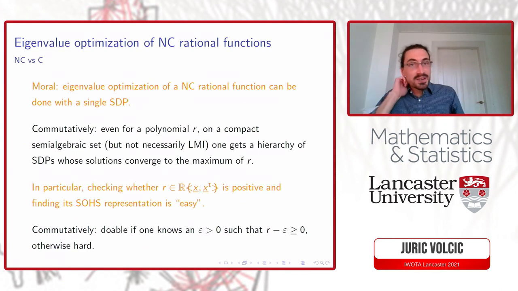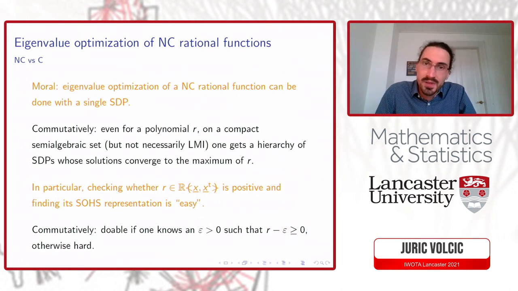Just a little bit of a comparison: the non-commutative versus the commutative case. Eigenvalue optimization of an NC rational function can now be done with a single SDP, right? That's different from the commutative setting, where for a polynomial on a compact semi-algebraic set, not necessarily a linear matrix inequality but any compact one, one cannot do that with one SDP. You need a sequence of SDPs whose solutions will converge to the maximum of R.